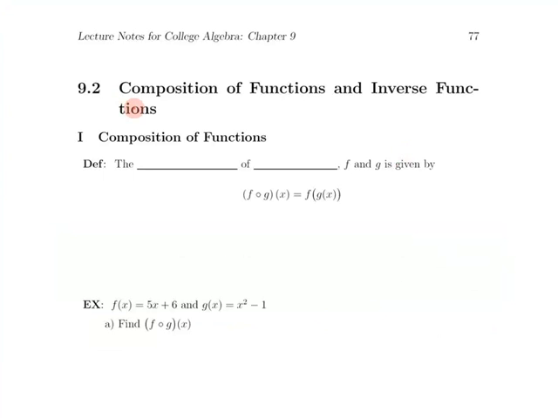Section 9.2, composition of functions and inverse functions. Let's begin by defining what we mean by the composition of functions. The composition of functions f and g is given by the following expression. This is read as f composed with g, and what that means is, and this is a little circle, it's kind of like a degree symbol, but it's not raised up into the superscript, it's just a little circle. It doesn't mean O as in fog, it's f composed with g.